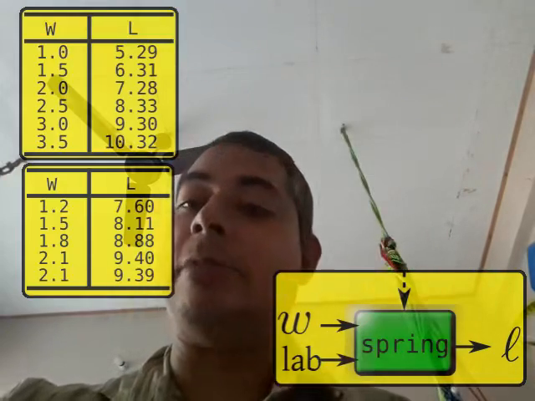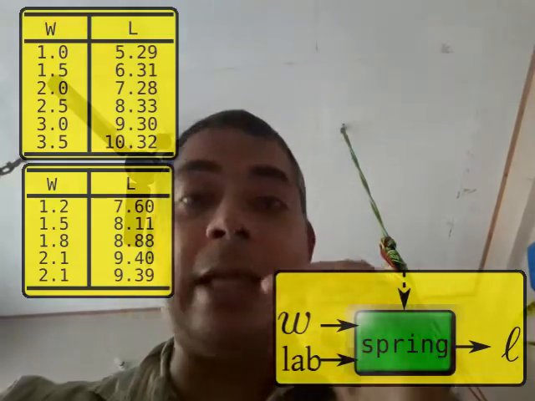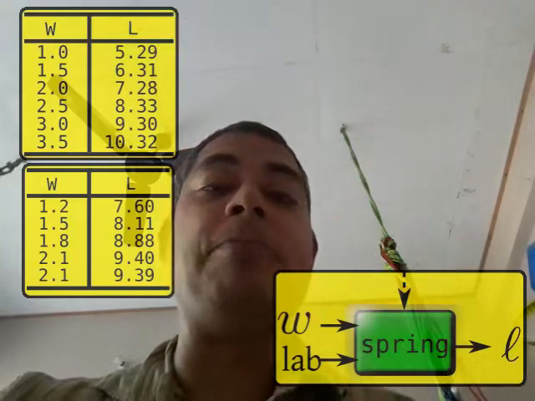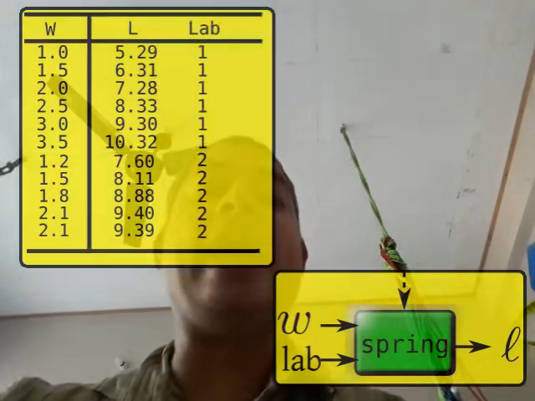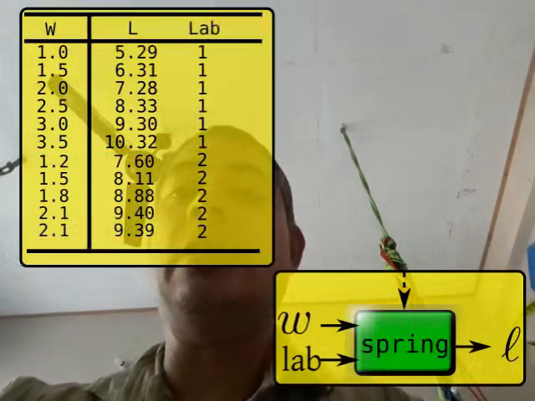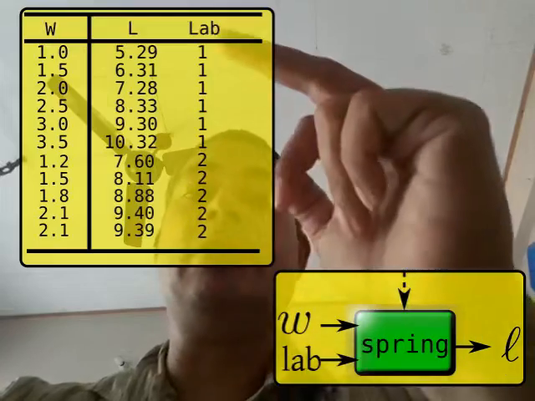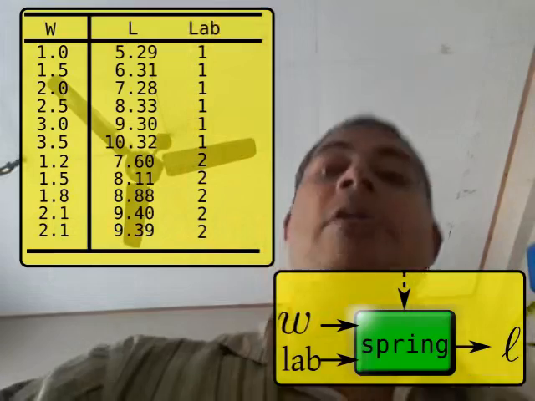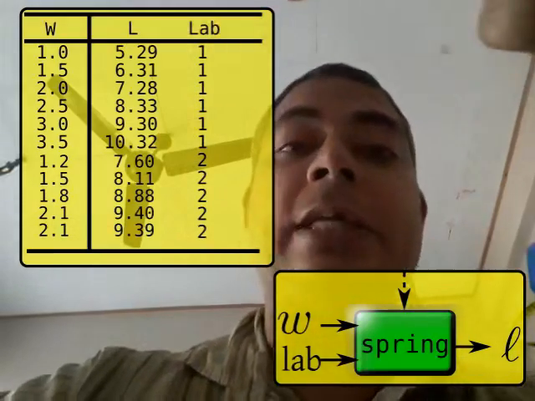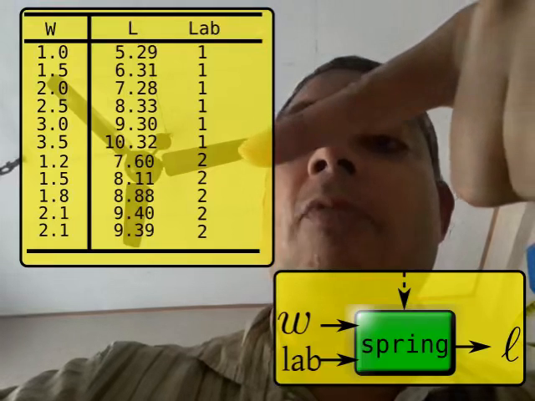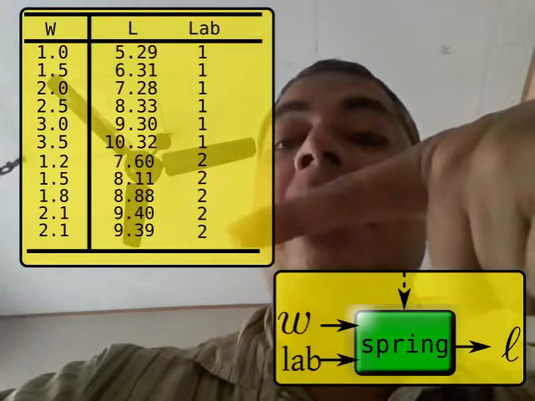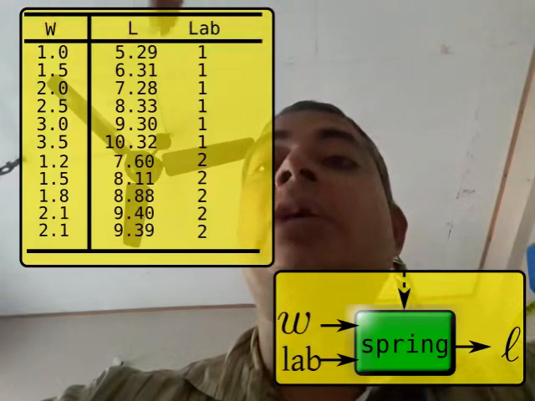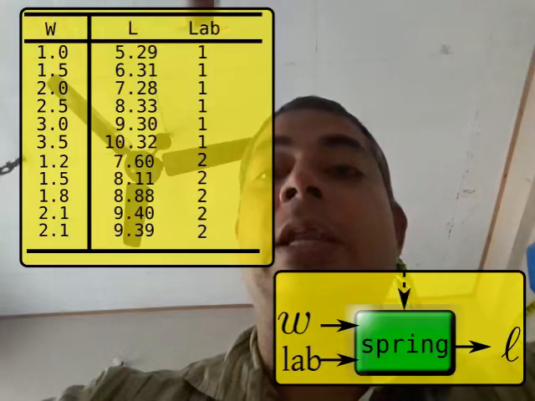That's like a longer table. But somehow we have to tell R that these things come from lab 1 and these things come from lab 2. We achieve that by adding one additional column called lab, which says that all these things come from lab 1 and all these things come from lab 2. So now I have got a table with 3 columns, W, L, lab.